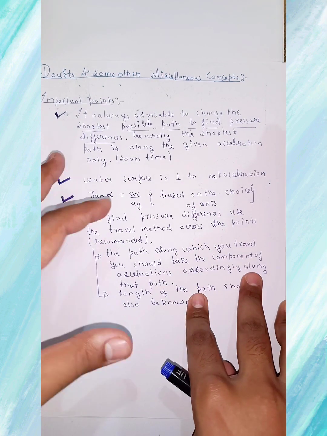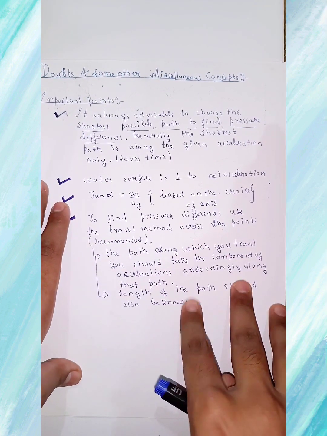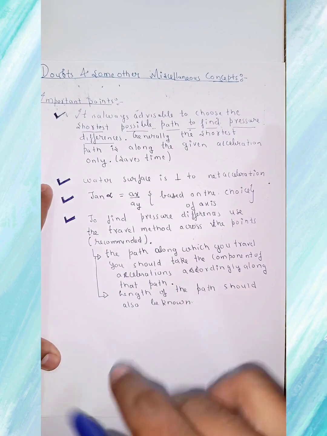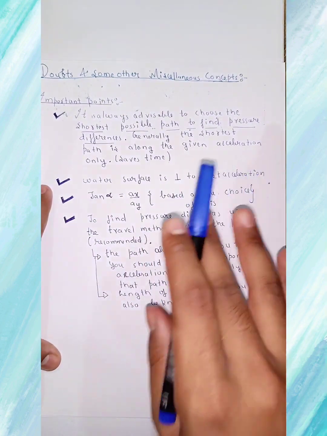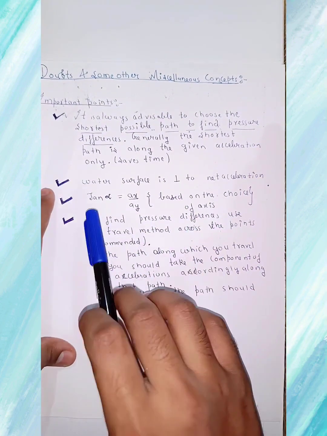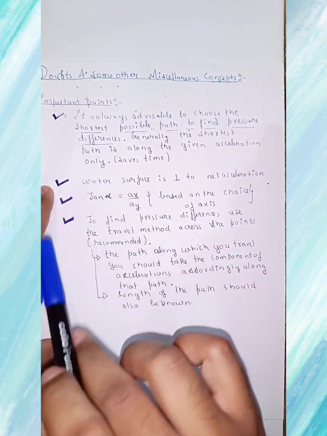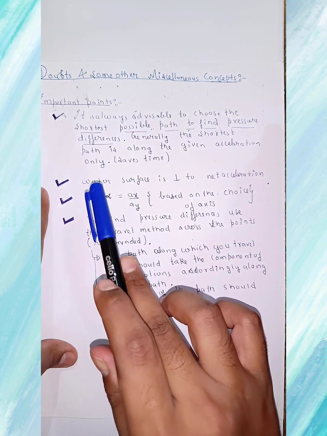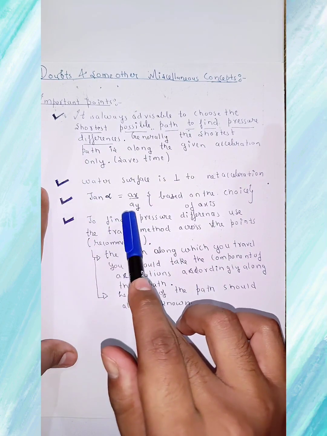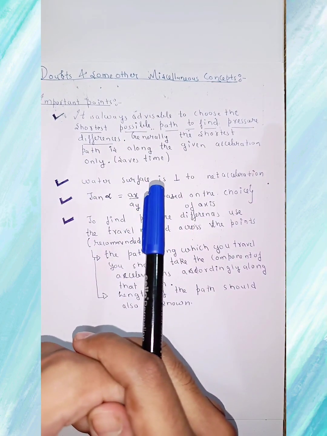Let us quickly go through other points as well. They are the points which I have already told you. Water surface is always perpendicular to net acceleration. Tan alpha is ax divided by ay. So this is an important point that you should directly deploy in problems.